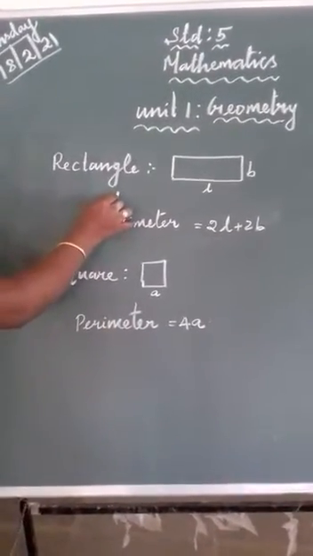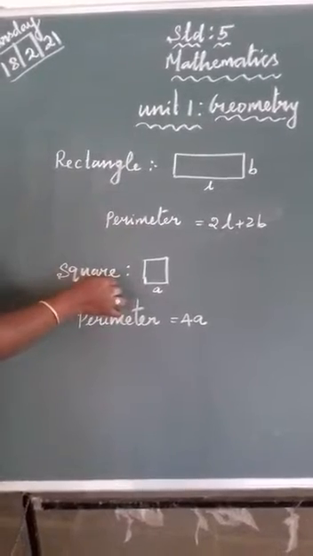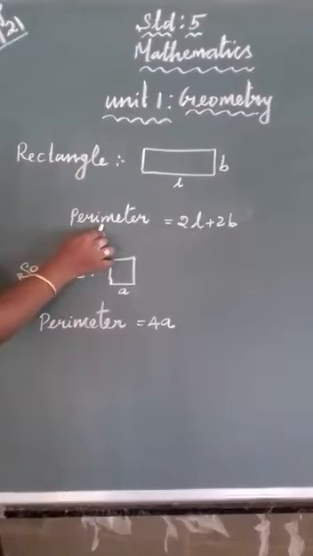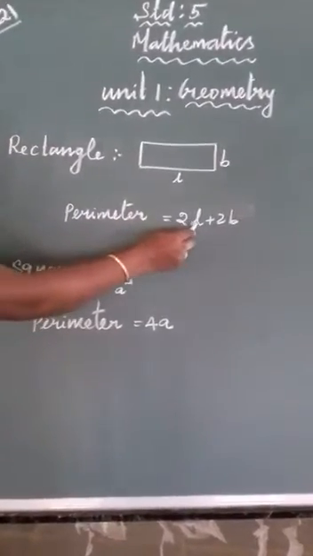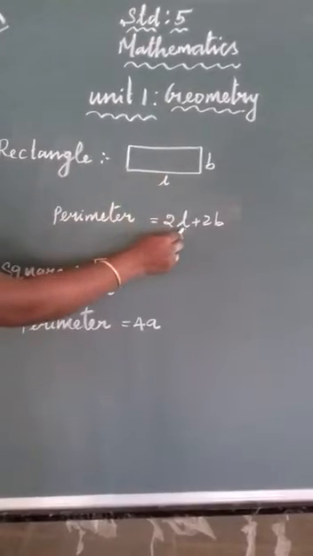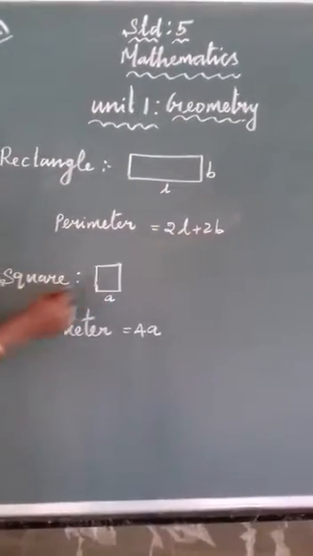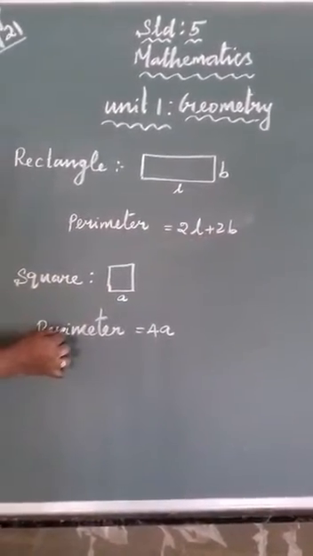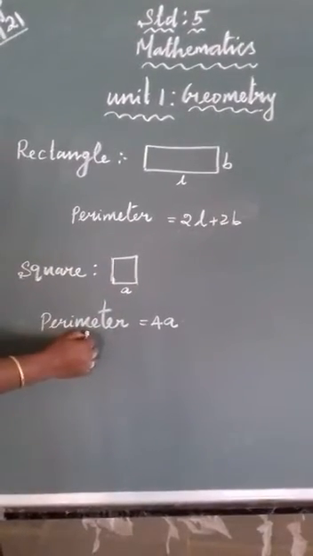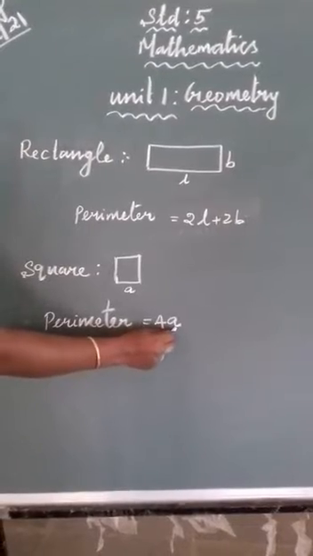In the previous class, we learnt perimeter of a rectangle and perimeter of a square. Let's recall the formula. Perimeter of a rectangle equals 2L plus 2B, because there are 2 lengths and 2 breadths. Perimeter of a square: the 4 sides are equal, so perimeter of a square equals 4A.